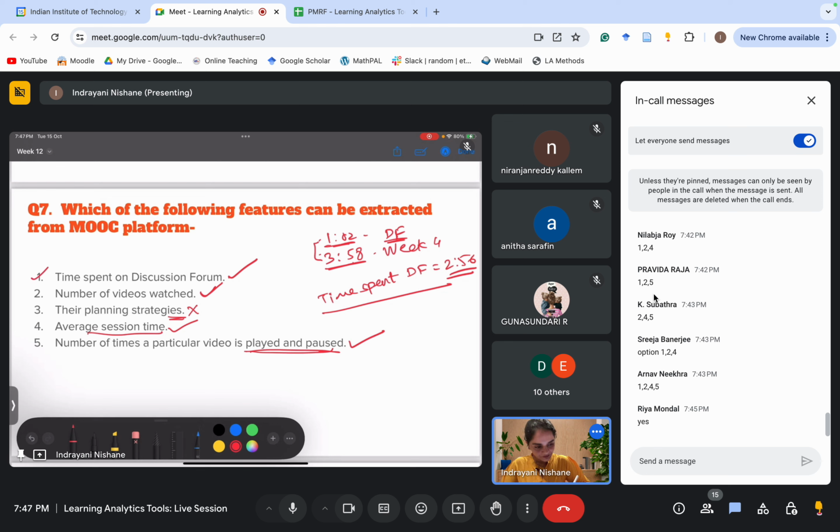So the answer is 1, 2, 4 and 5. Only their planning strategy, which they would be doing outside the learning environment, we will not be able to compute or capture in MOOC platform.